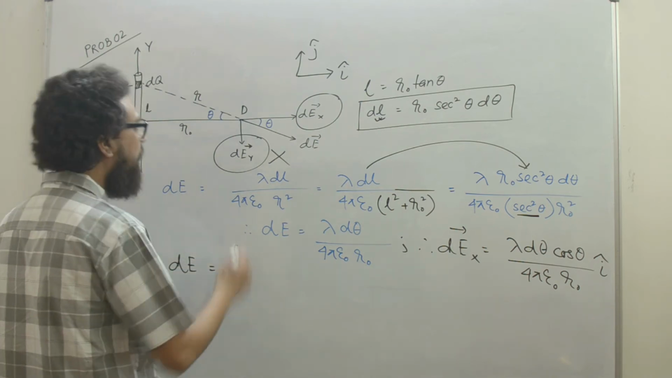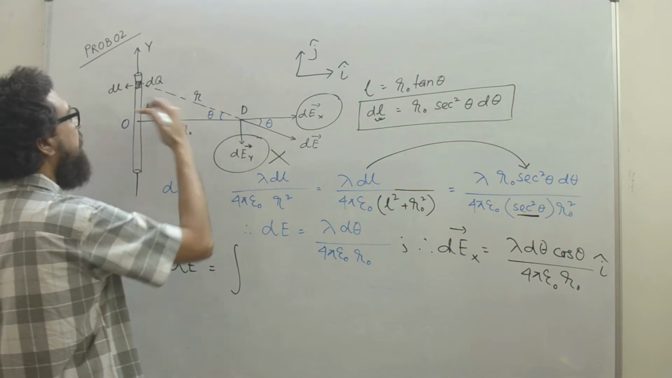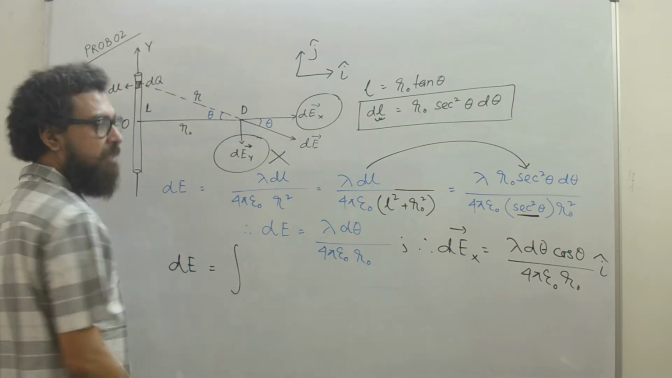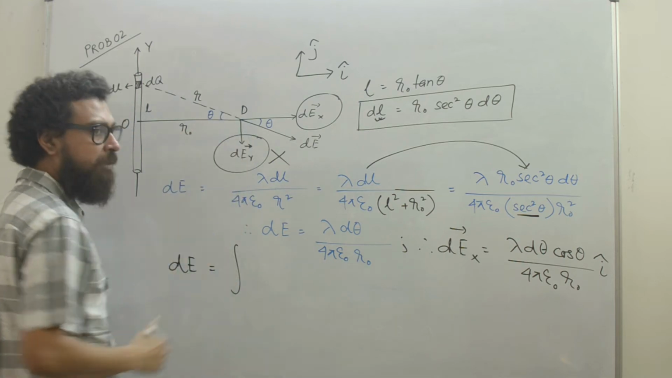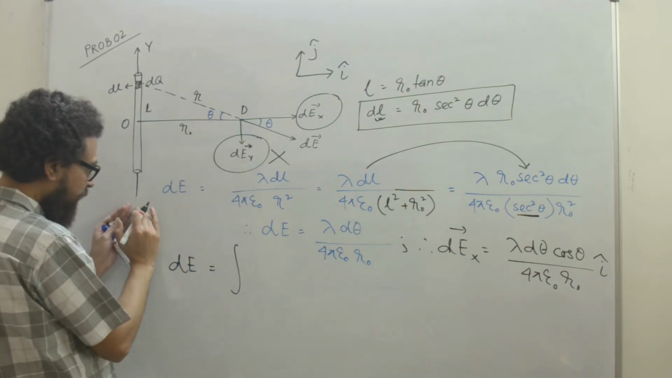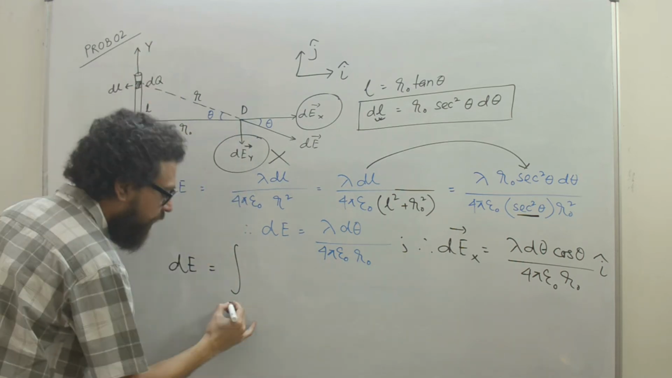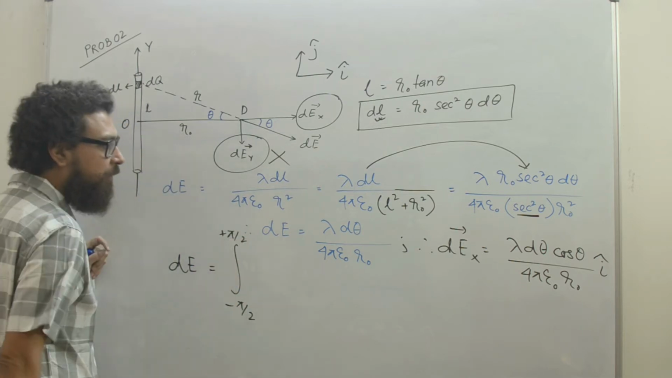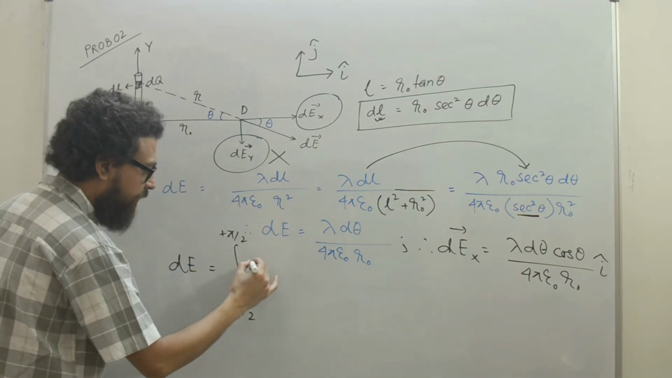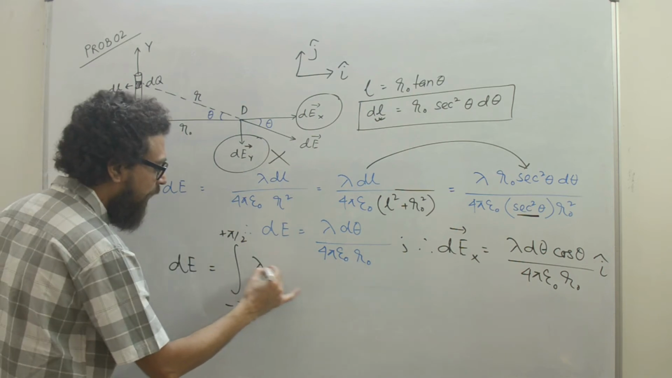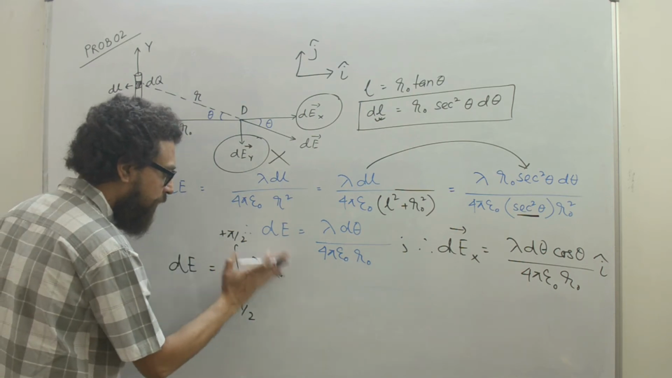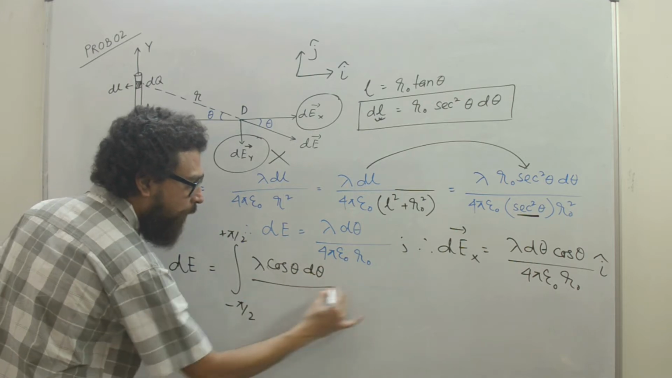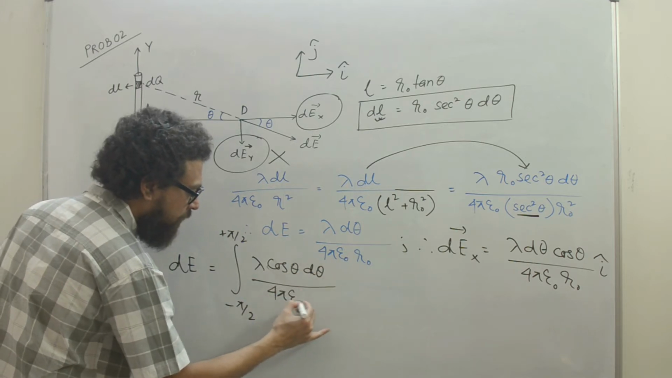If I assume this theta is going far and far below, the maximum value is plus pi by 2 and the minimum value is minus pi by 2. So we'll start from below till up. We'll write here minus pi by 2 as the lower limit and plus pi by 2 as the upper limit. And for the rest, we are just taking the magnitude. So lambda cos theta d theta by 4 pi epsilon naught r naught.